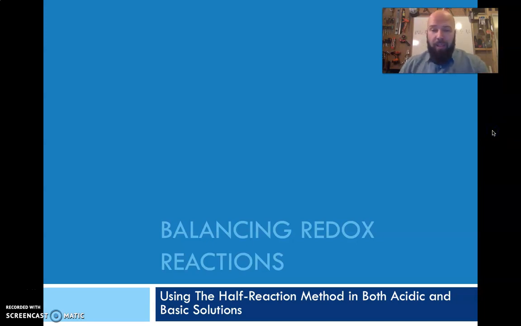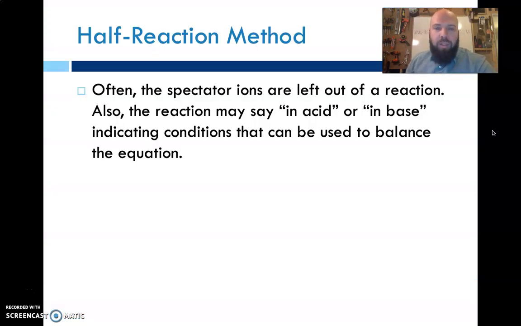So, balancing redox reactions, the second method is using the half reaction. Now, this is going to be different whether it's an acidic or basic solution. So for here, we're going to do an acidic example, and then I'll have a second video on basic solutions. Often there are spectator ions that are left out of the redox part of the reaction.